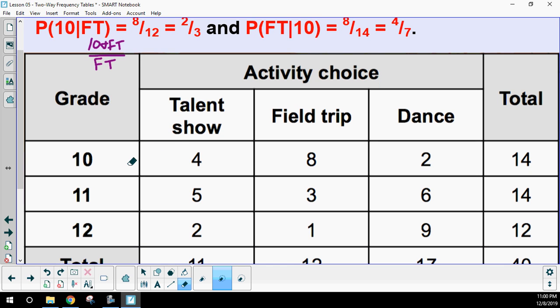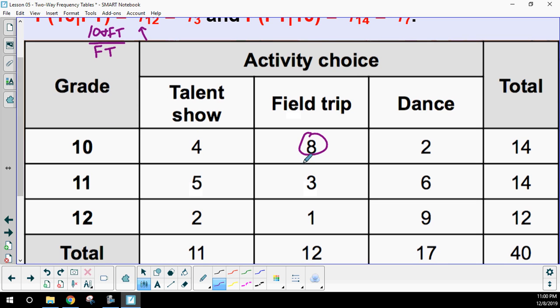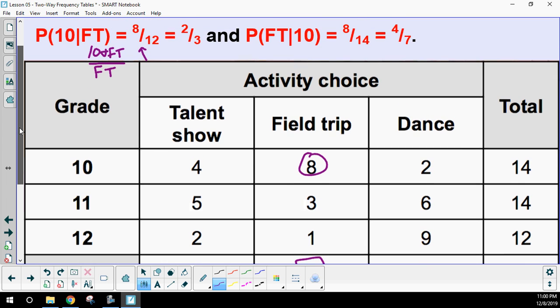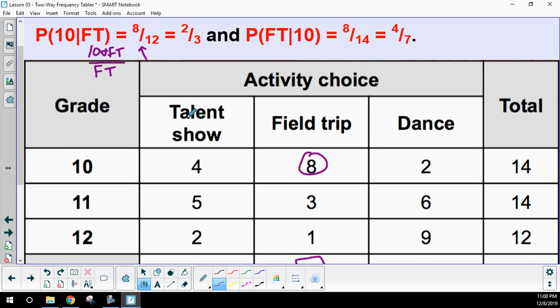We have 8. And as you can see from the answer, that's where they got the 8 from. The 12 came from everyone who picked field trip. Notice the total was 12. So that's where we get 8 over 12. It's field trip and 10th grade. They intersect right here at the 8. That's going to be the both idea in our formula, over total field trip.